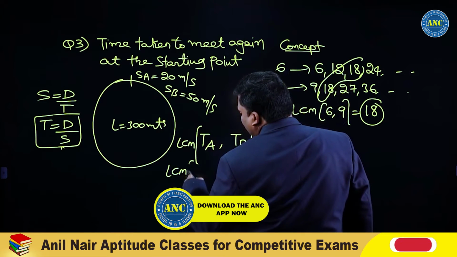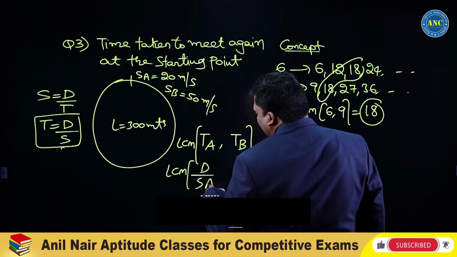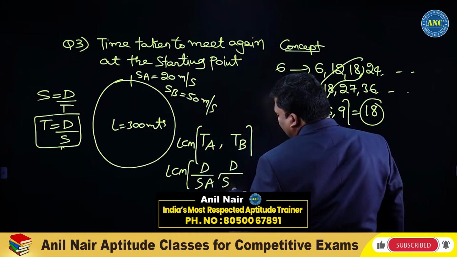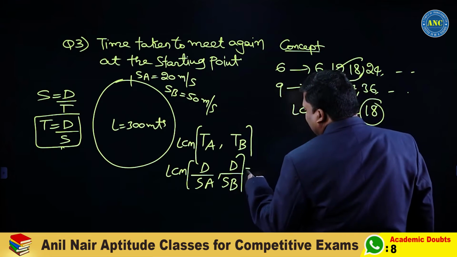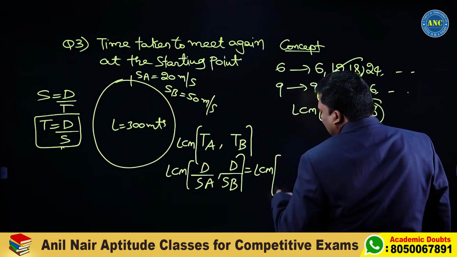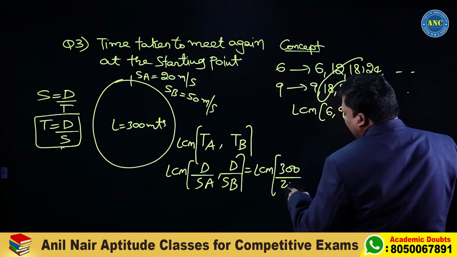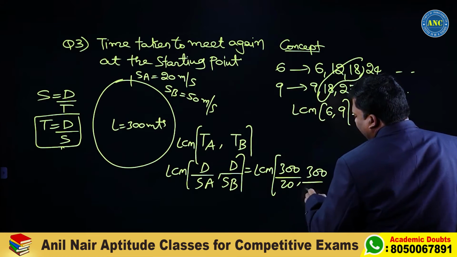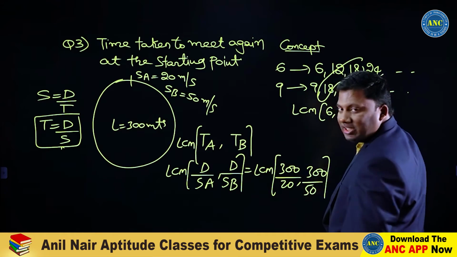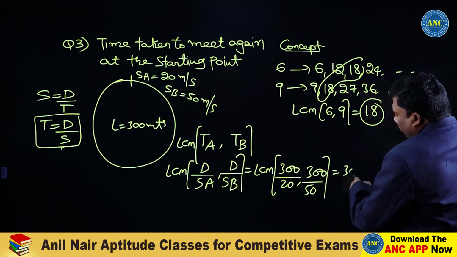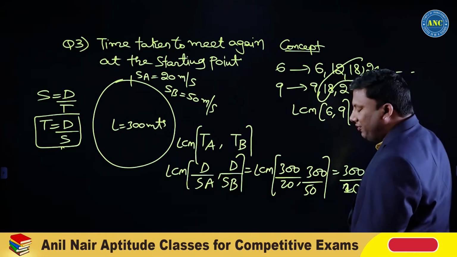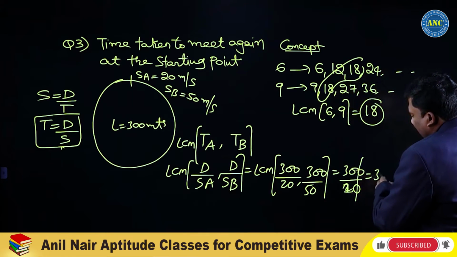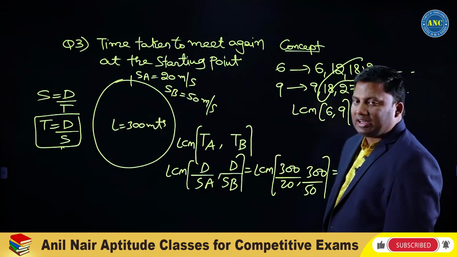Time is given by D by SA comma D by SB. What is D? D is the distance, or the length of the track, which is LCM of 300 by 20 comma 300 by 50. LCM of fractions is LCM of numerators by HCF of denominators. HCF of 20, 50 is 10. That means they will meet again at the starting point on the track after 30 seconds.